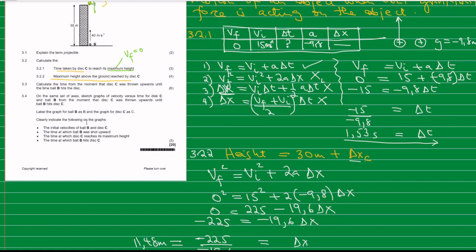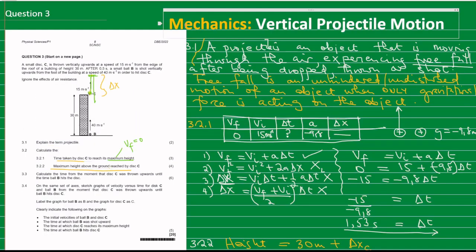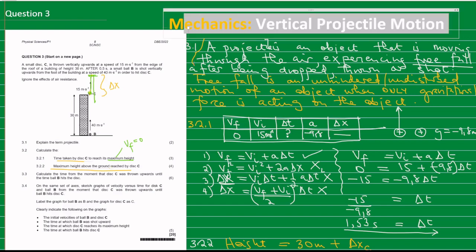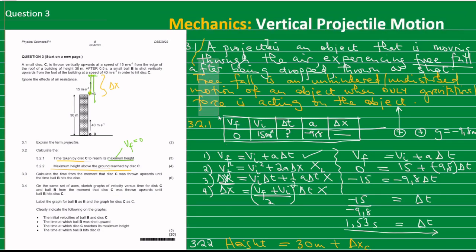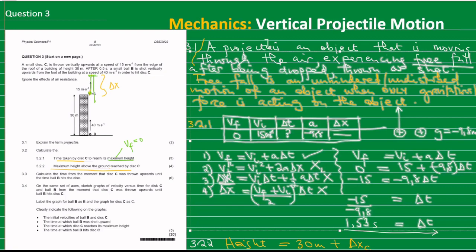Coming to question 3.3. Calculate the time from the moment that disk C was thrown upwards until the time the ball B hits the disk. Let's come back to this space here. All right.